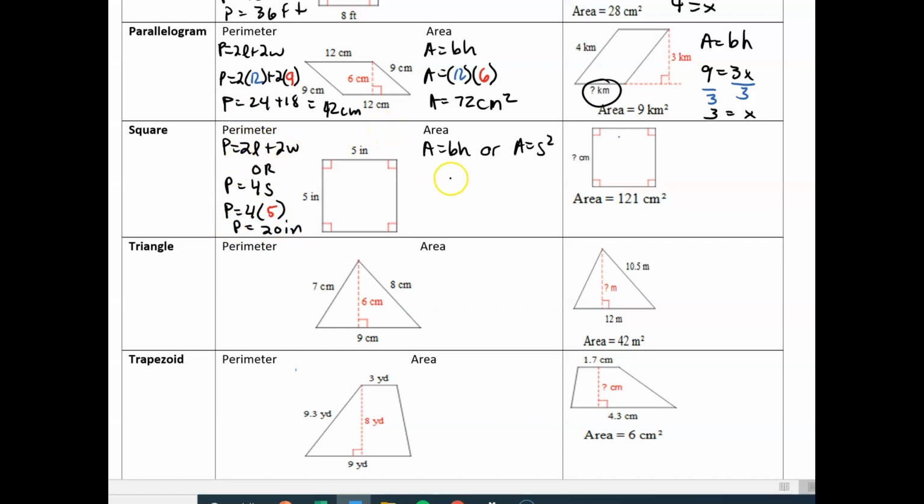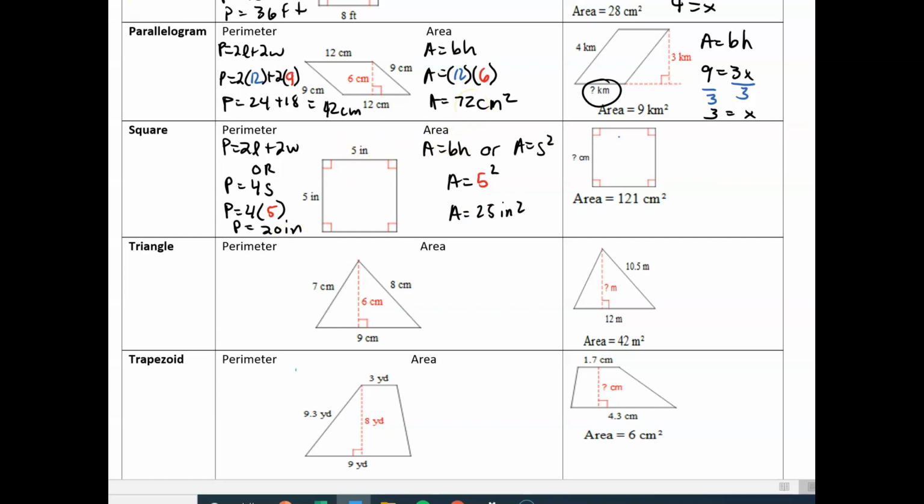And for area, you can say area is equal to 5, the side length, squared, times itself. That's 5 times 5, not 5 times 2. So your area is 25 inches squared. Again, you get the same thing if you did 5 times 5 in the area formula of BH.